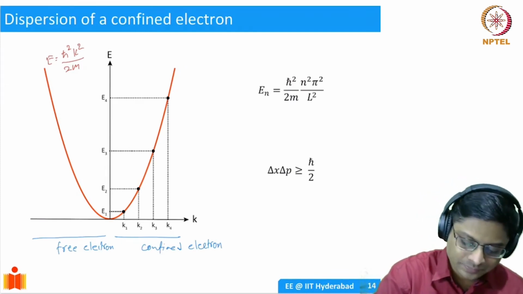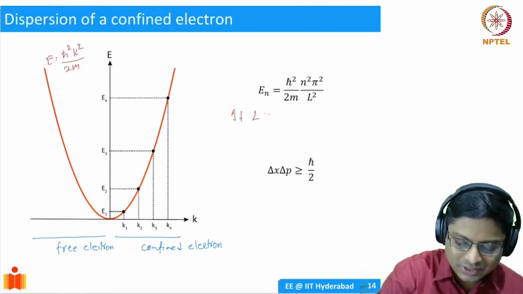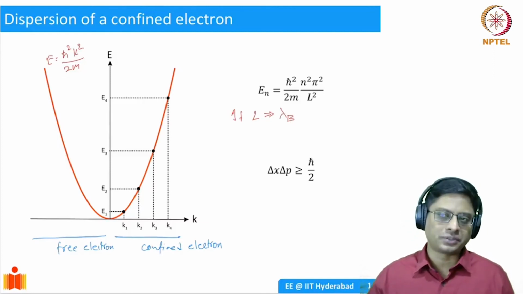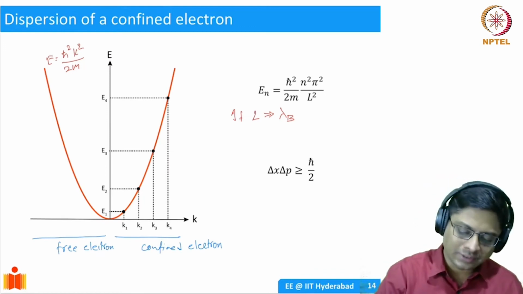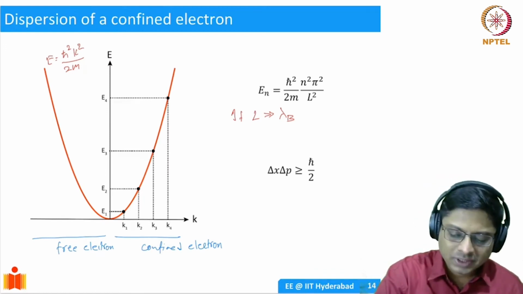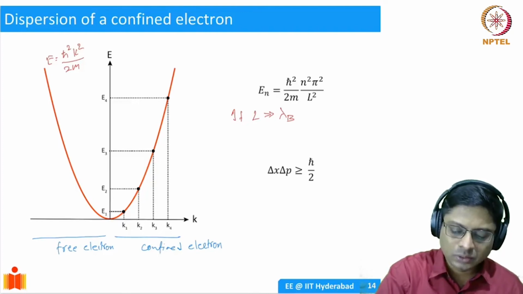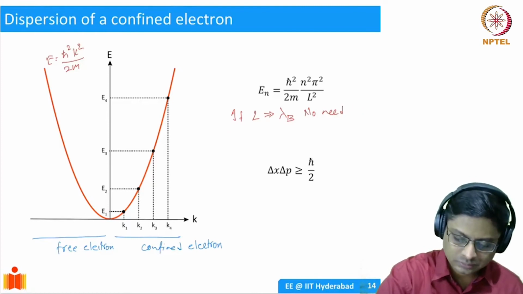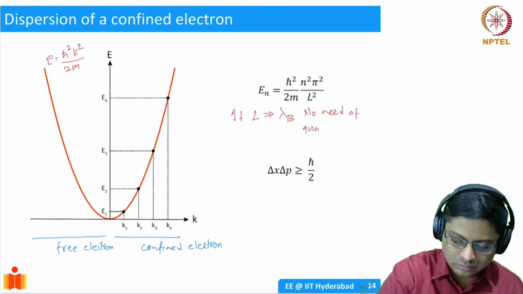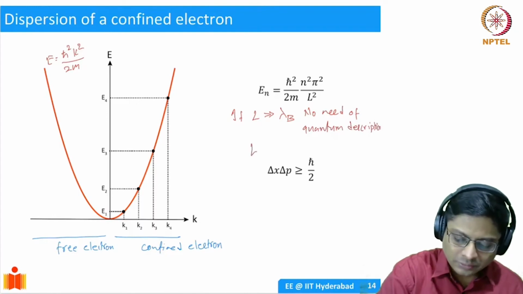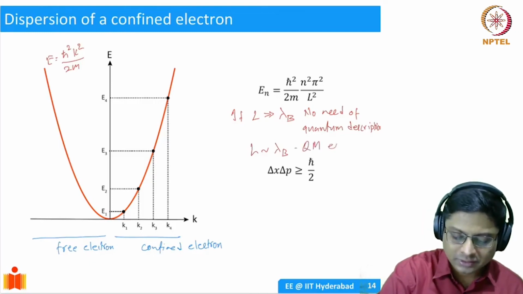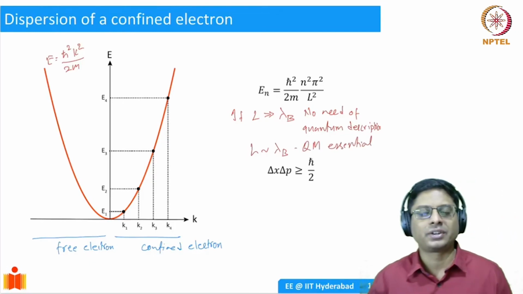If L is much greater than lambda b, the de Broglie wavelength, and you're trying to talk of current conduction, you have to take the electron de Broglie wavelength. So if L is greater than lambda b, there is no need of quantum description. If L is of the order of lambda b, then quantum description is essential. Quantum mechanics is essential.